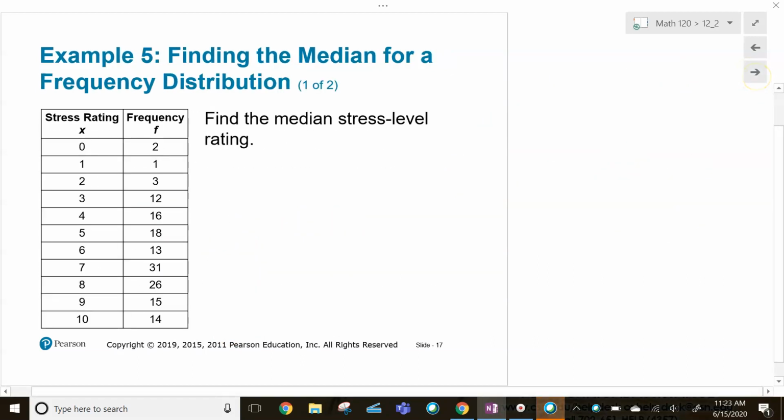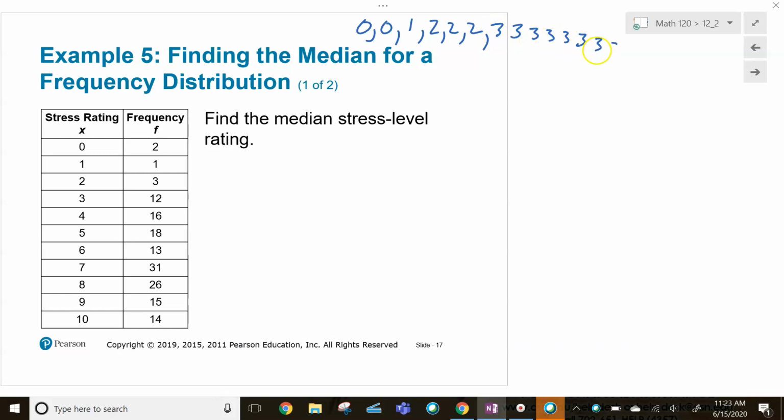Here's where it's helpful. Let's say we go back to those stress ratings. Remember, we have 2 of these zeros, 1 of these 1s, 3 of these 2s, 12 of these 3s. Do you really want to write all these out and start crossing out the lowest and the highest, the lowest and the highest? There's no way you want to do that to find your median stress level rating.